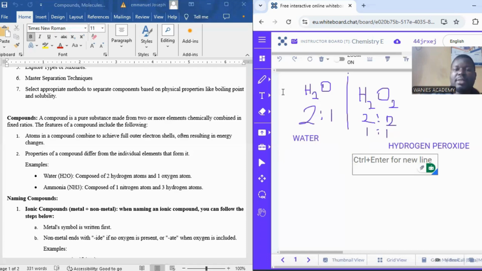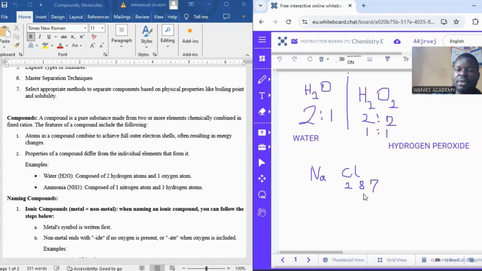Let's do that together with another example. Here, I'm going to use sodium and chlorine coming together to form a compound called sodium chloride. Now, chlorine from your periodic table has 17 electrons. If we spread that, we get 2, 8, and 7, which implies that chlorine has 7 valence electrons. So it's short of 1 to achieve stability.